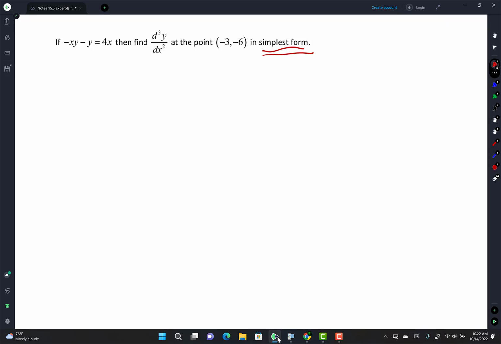Relax. What does simplest form mean? Simplify, reduce it. So if you have an answer like 5/10, if you put 5/10, it's going to count it wrong. What's the simplified form of 5/10? 1/2. Cool or not cool?